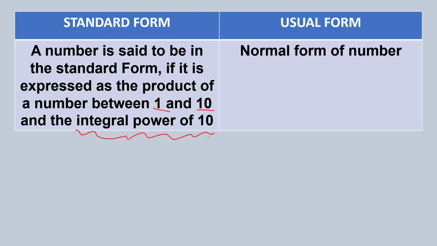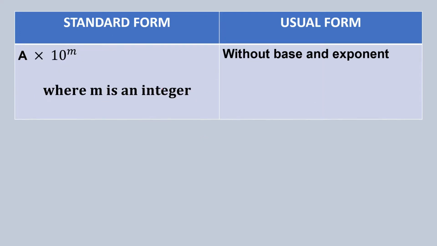And how do we write the usual form? Normal form of a number is the way we write our usual number. Now the standard form, this A should lie between 1 and 10. This is common every time, and M is an integer, so it can be positive, it can be negative. What is usual form? Usual form is without base and exponent.